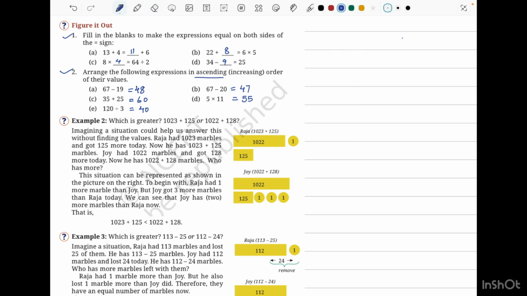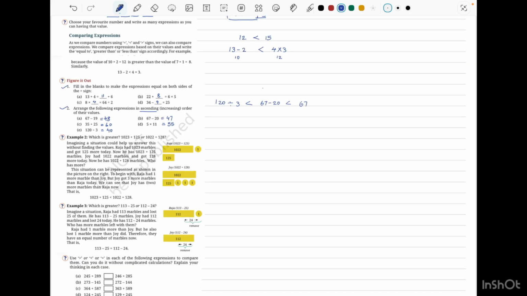Ascending order means increasing order. So the smallest value is 40. So the first expression is 120 divided by 3, which is less than 67 minus 20, and it is less than 67 minus 19, and it is less than 5 times 11, and less than 35 plus 25.